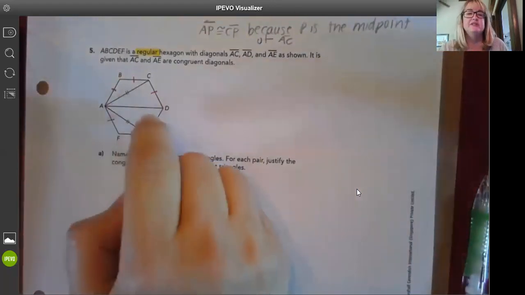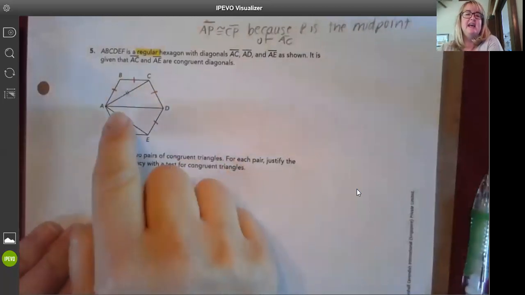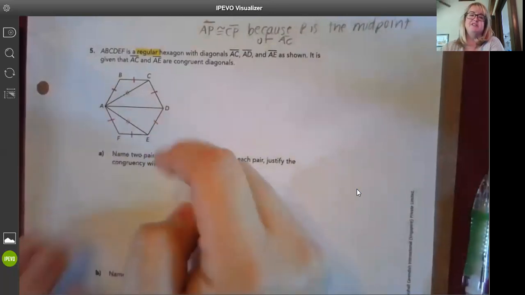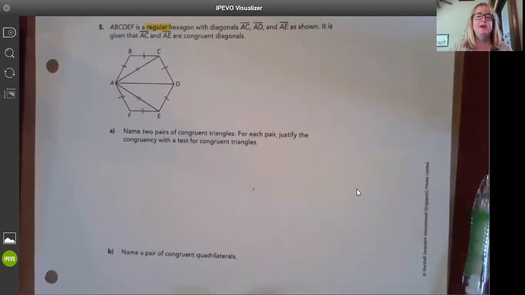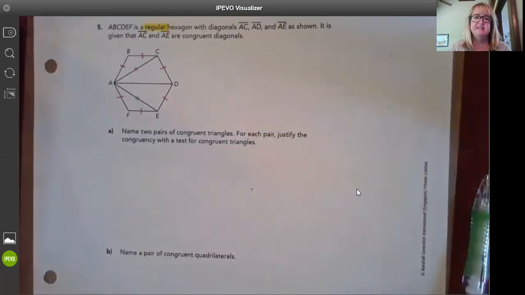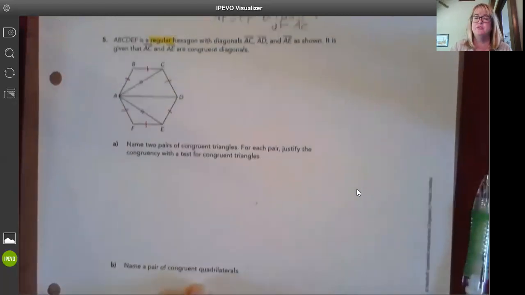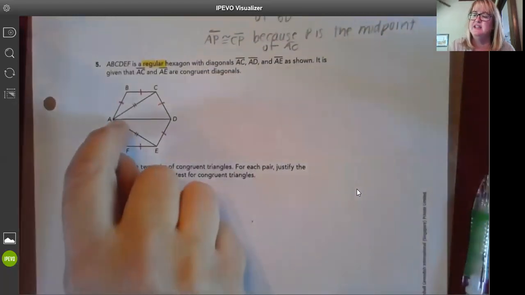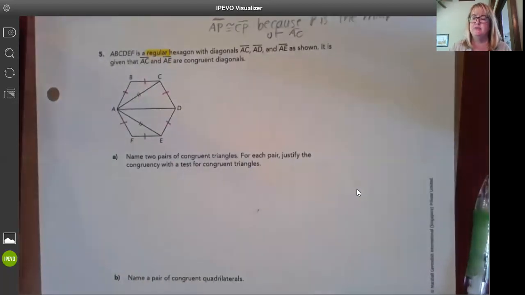It's got these diagonals, and it's telling you that AC and AE are congruent. So it's got the two hash marks to tell you that they're also the same length. Now, A says name two pairs of congruent triangles. For each pair, justify the congruency with a test. So are you going to use the three side lengths? Are you going to use side angle side? Then it says name a pair of congruent quadrilaterals. I'll give you a hint. This right there divides it into two congruent quadrilaterals.